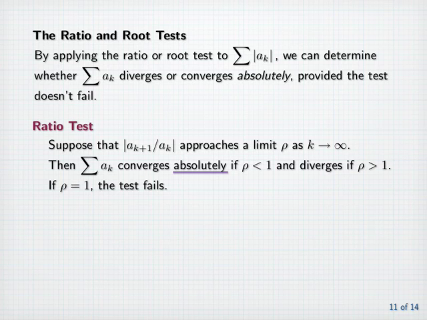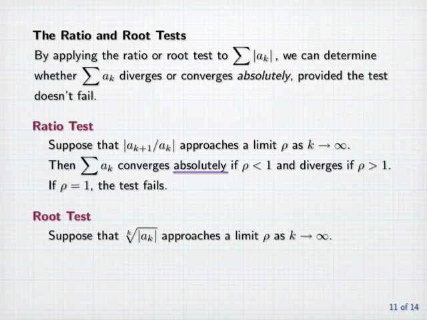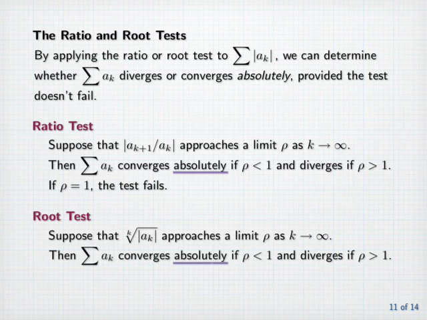And here's what the root test says. Suppose that the kth root of the absolute value of a sub k approaches a limit rho as k goes to infinity. Then the sum of a sub k converges absolutely if rho is less than 1 and diverges if rho is greater than 1. If rho equals 1, the test fails.